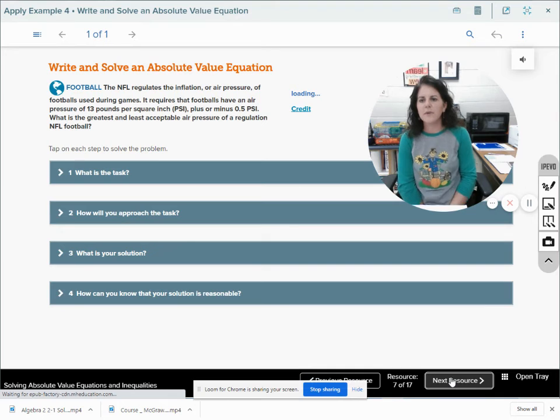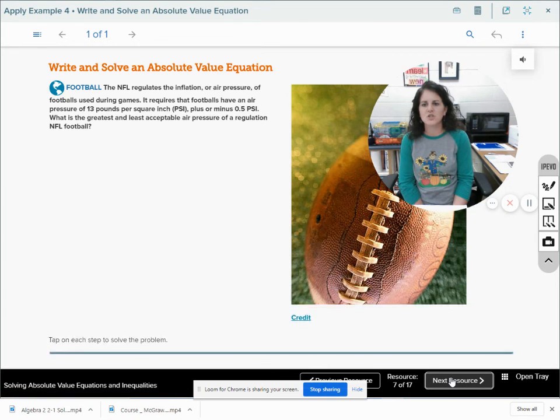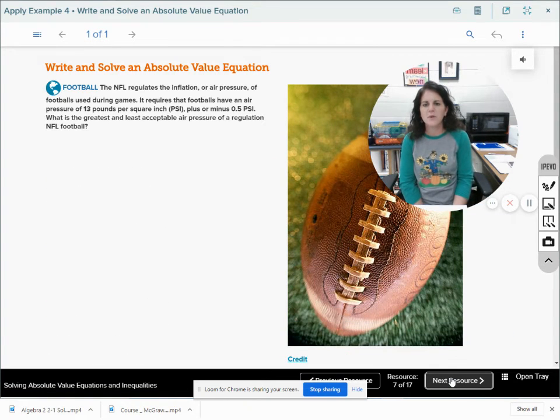Continuing with our video, talking about football. The NFL regulates the inflation or the air pressure of footballs used during games. It requires that footballs have an air pressure of 13 pounds per square inch, PSI, plus or minus 0.5 PSI. So what is the greatest and the least acceptable air pressure of a regulation NFL football?